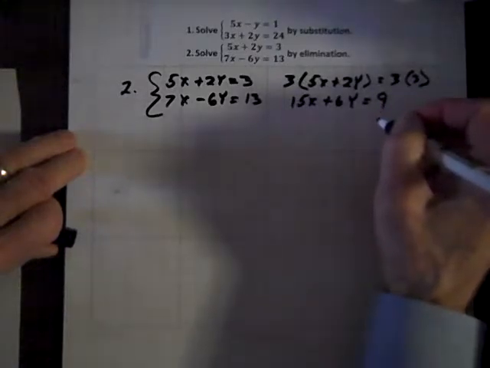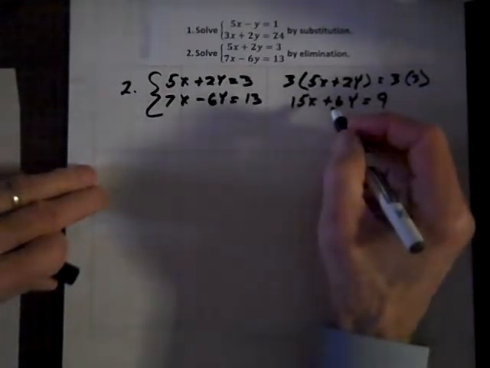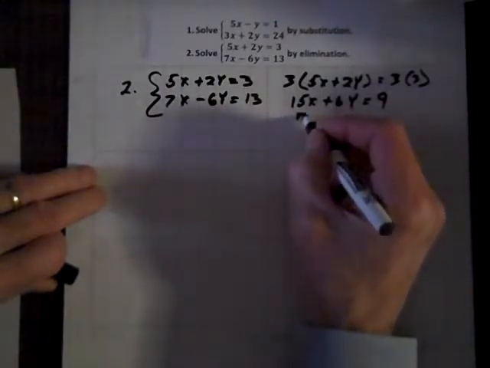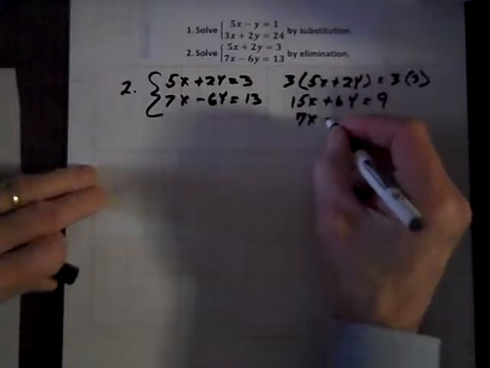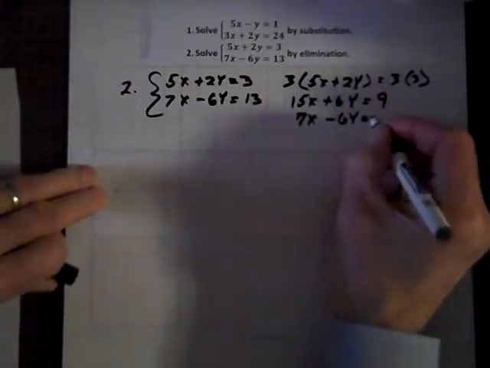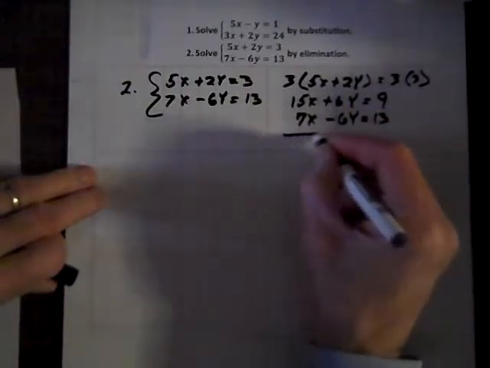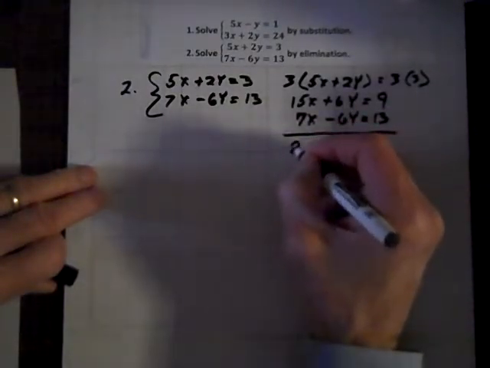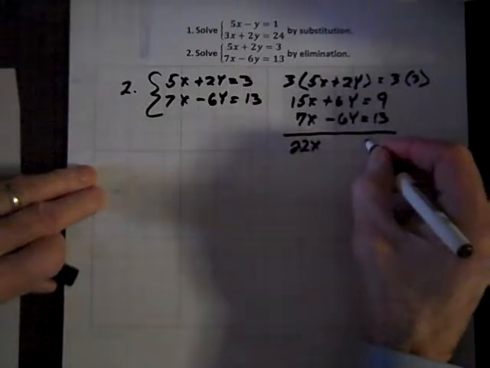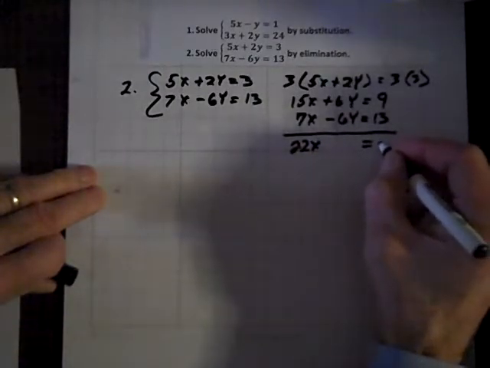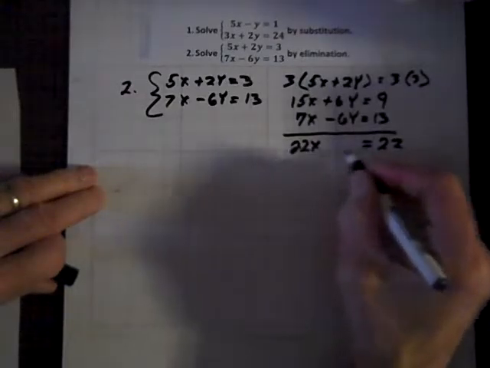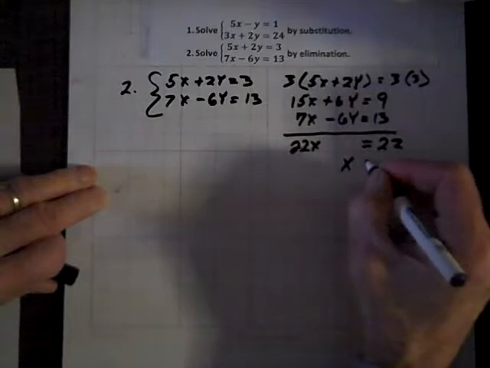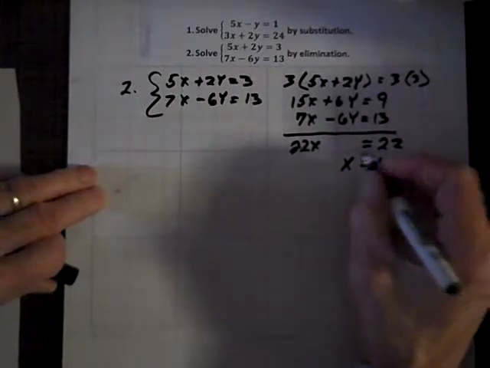Now, with that done, we'll take the second equation and we'll add it to this. So we get 7x minus 6y equals 13. Now we'll add those up. And notice the y's drop out, but we do get 22x equals, and 13 plus 9 is 22, so therefore if we divide through by 22, we'll arrive at the value of x, which equals 1.